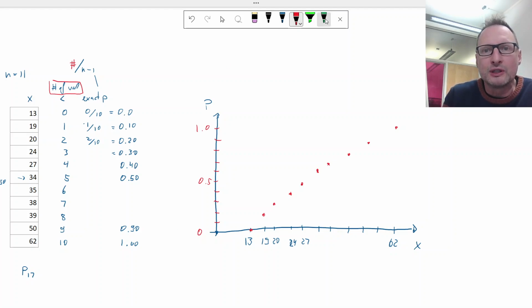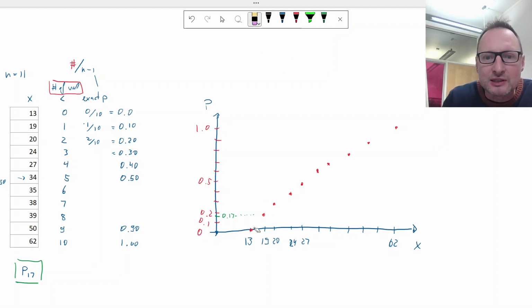So now what we are really after is the 17th percentile. Here we have 0.1, here we have 0.2, and what we want is the 17th percentile, which is somewhere here, where it says 0.17. Actually, I didn't draw that very nicely. 19 was the 10th percentile. This is here, and then 27 was actually the 20th percentile.